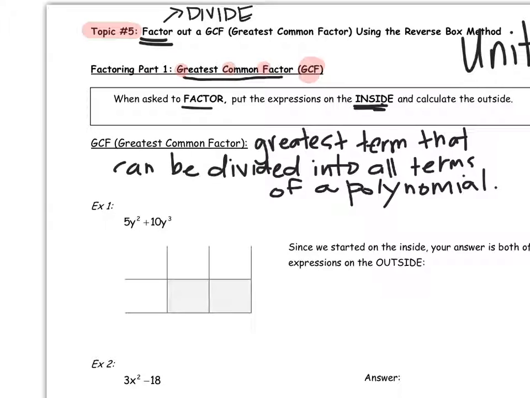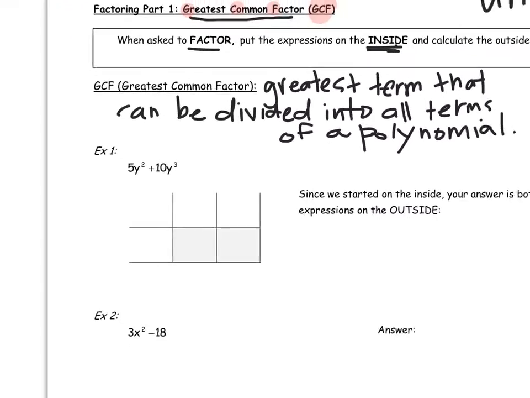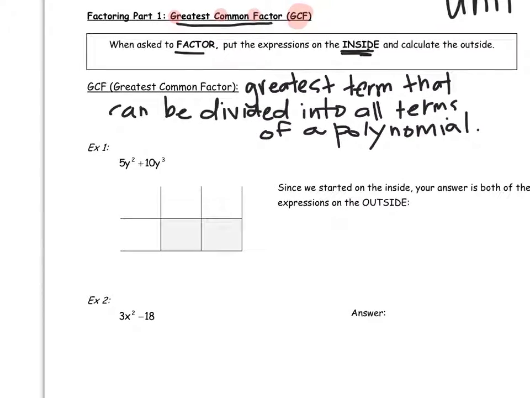So starting with example 1, we have 5y squared plus 10y cubed. Basically what I'm trying to figure out is what can I multiply to get these two terms. So I'm going to put these terms inside the box, 5y squared and 10y cubed. And I want to work backwards. I want to fill in something here and also here. To do that, I'm going to think about what goes right here, and that's going to be my GCF. It's going to be the biggest thing that I can divide into both of these terms.